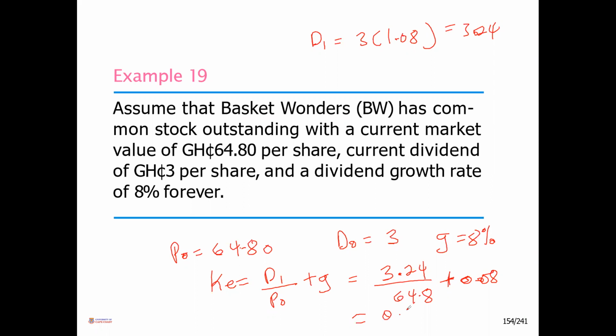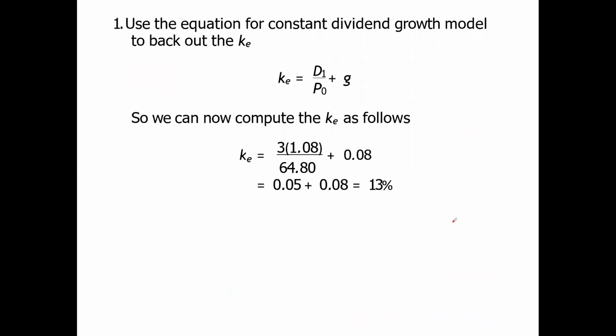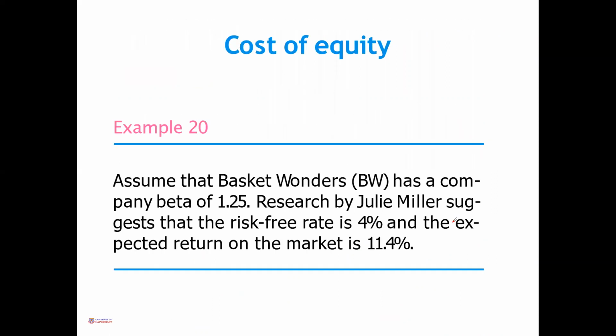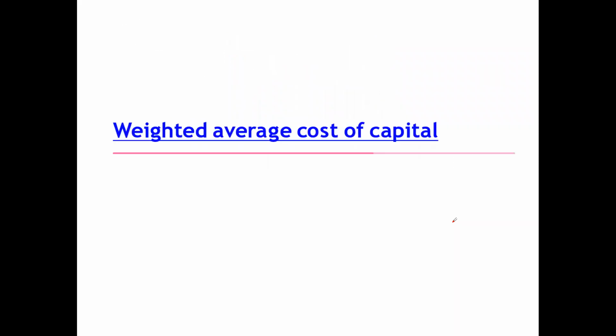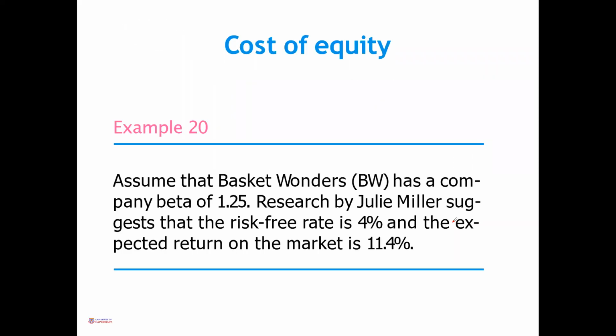So that will be 0.05 plus 0.08, which is 0.13. These things are very easy, very, very easy, or 13%. Okay.